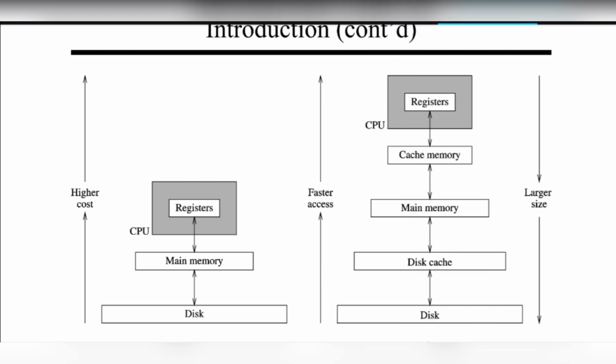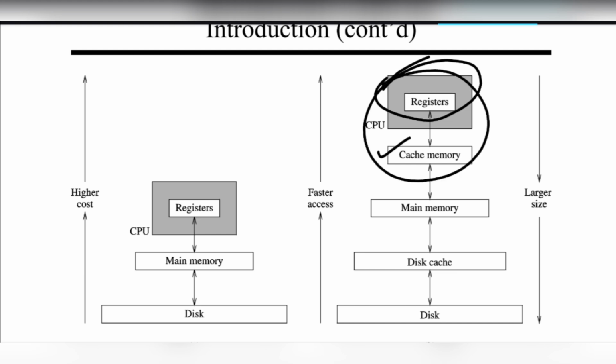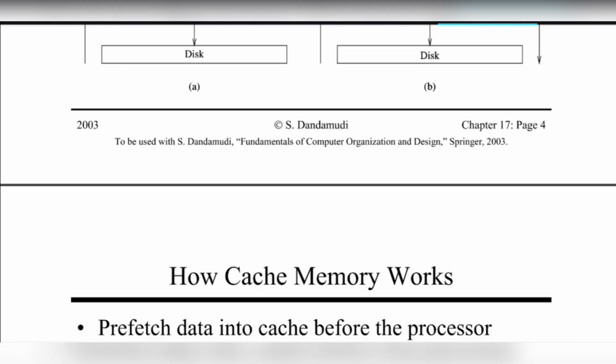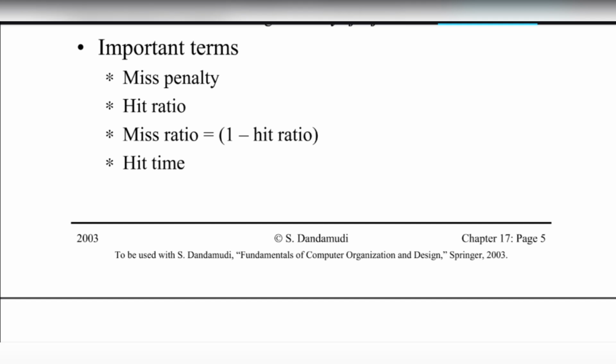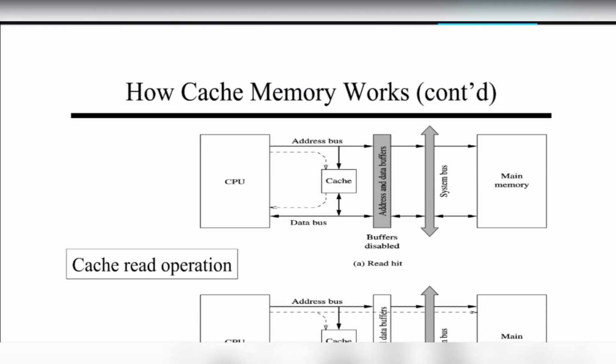First of all, the CPU register and cache memory. Both are inside the CPU, or inside the processor. The register memory and the cache memory both are inside the CPU. Then let us move towards how it works.